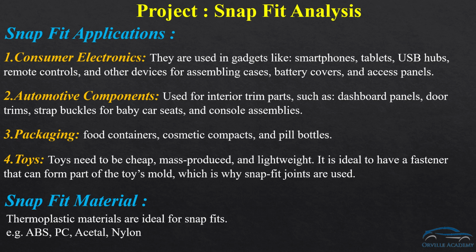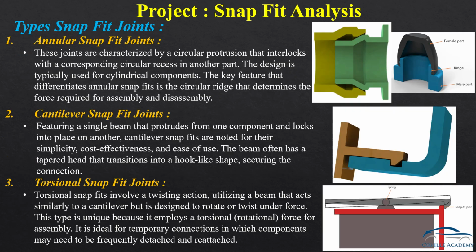So here under the automotive component you can check out, snap fits are used for the interior trim parts such as dashboard panel, door panel, strap buckles for the baby car seat and the console assemblies. As far as the material for snap fit is concerned, thermoplastics are ideal for the snap fits because of their elasticity. Typical materials include ABS, PC and nylon. Let us move on and see the typical types of the snap fit joint.